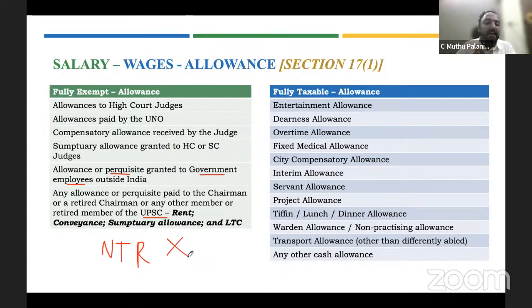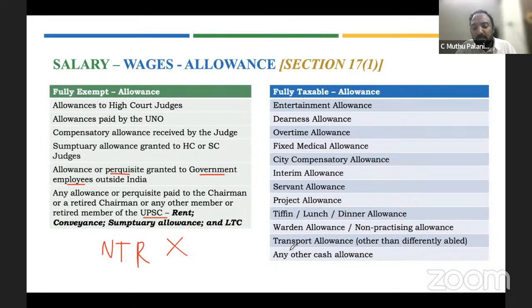And what about fully taxable allowances? The ones that are listed here are called fully taxable allowances: your entertainment allowance, city compensatory allowance, overtime, fixed allowances, and all these allowances. I need not read them out, you can read them yourself. All these allowances listed here are called fully taxable.